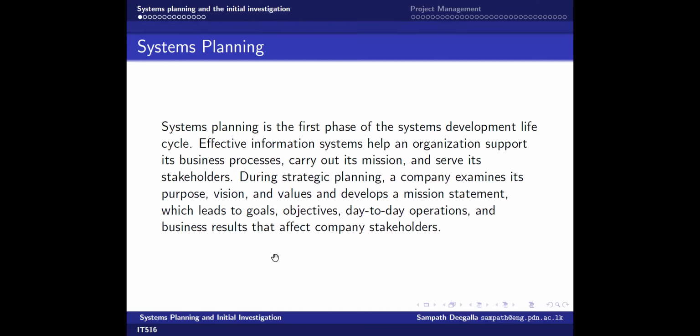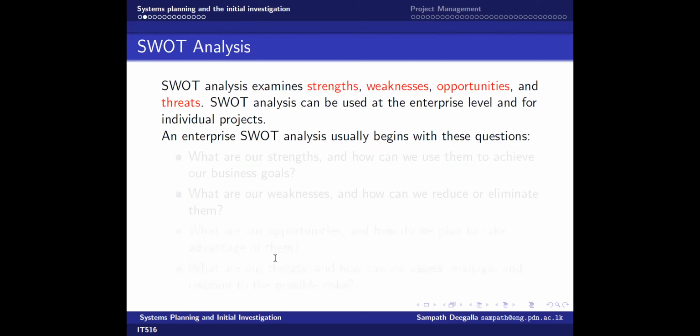When it comes to top management during their strategic planning, we have to look for the purpose, the vision, and the values, and then you develop the mission statement. And that is what we want to take to goals and objectives, which can also be boiled down into day-to-day operations. Now, once we have any kind of requirement, we can analyze it, good or bad. So one technique people usually use for this during strategic planning is SWOT analysis.